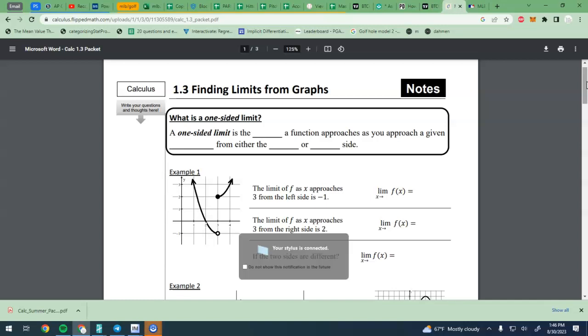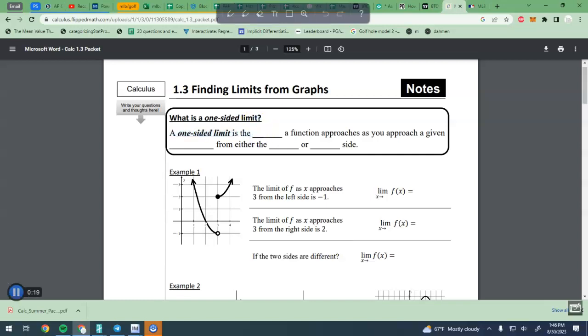So a one-sided limit is the y value a function approaches as you approach a given x value from either the negative/left side or positive/right side. So you're only going to take one road, like it's either the road from the left or the road from the right, or like the bug's only coming from one direction.